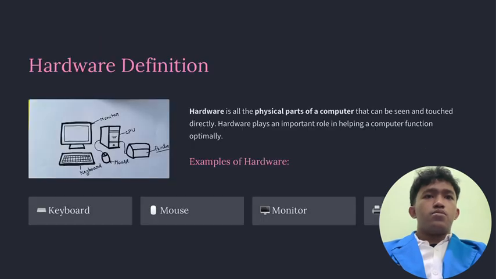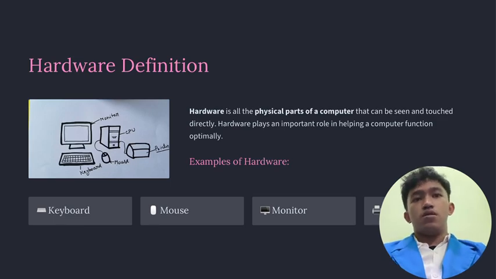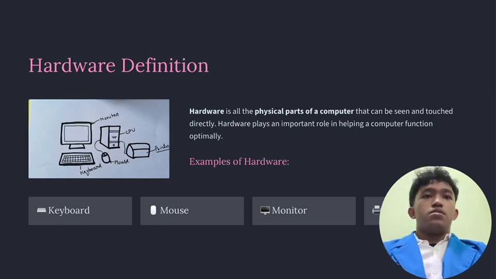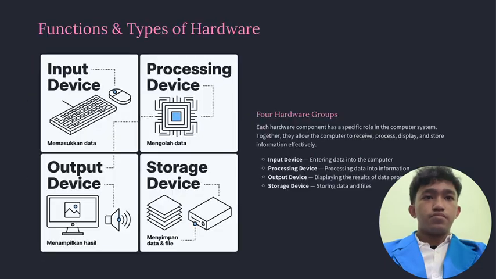Now let's move on to hardware. Hardware refers to all the physical parts of a computer that we can see and touch directly. Hardware plays a crucial role in helping a computer run optimally. So, examples of hardware we encounter every day: keyboard, mouse, monitor, printer. These are essentially the physical pieces of a computer.